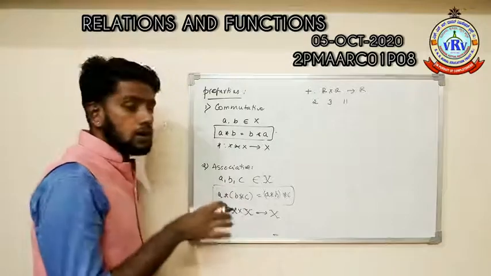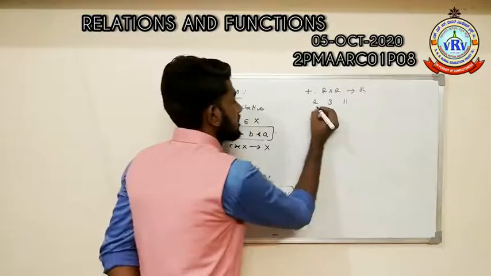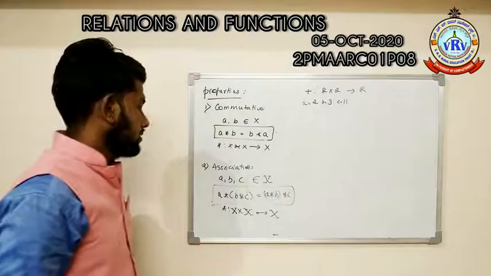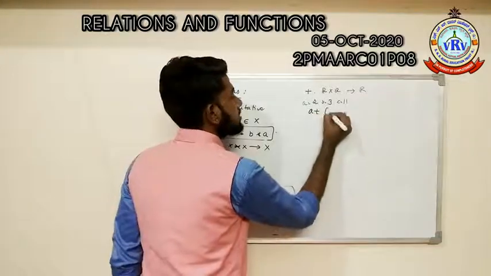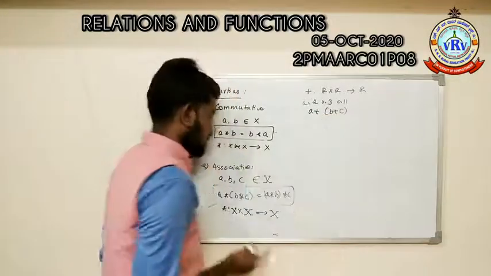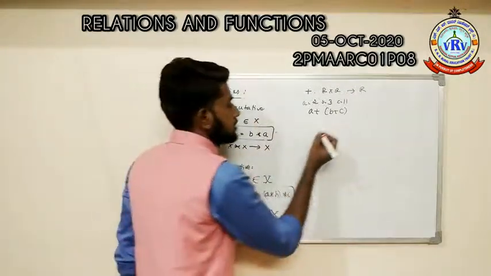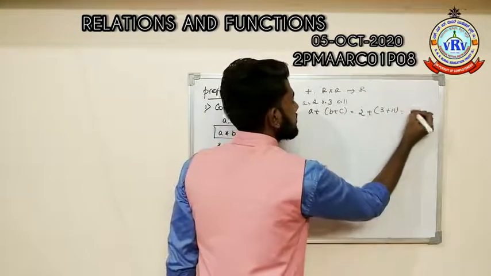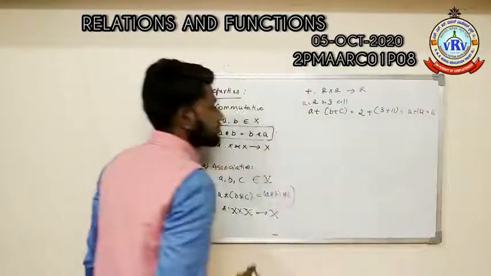We have to operate first the operations inside the bracket. Okay, so here A is equal to 2, B is equal to 3, C is equal to 11. First I have to get A plus (B plus C). On the left hand side, instead of star, the given binary operation is plus: 2 plus (3 plus 11) is equal to 2 plus 14 is equal to 16.